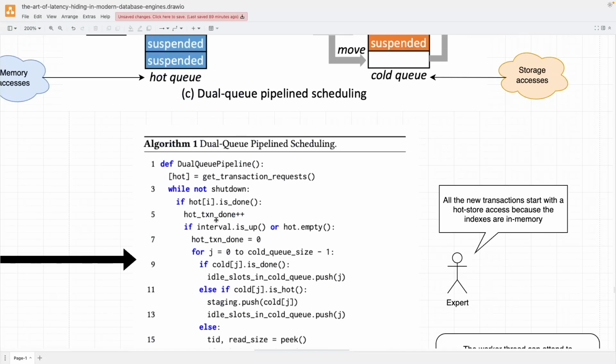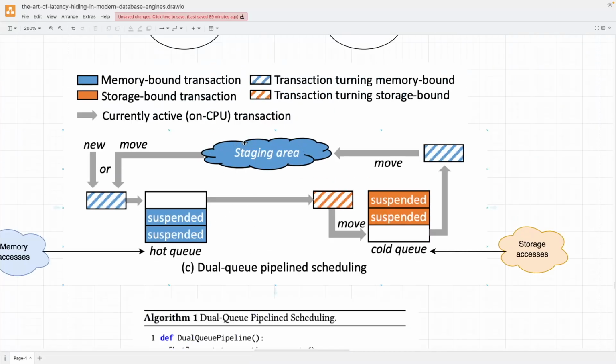And you can see this over here. This is the staging arena. So when you're going from storage accesses to memory accesses and the memory queue is full, don't abort the transaction. The transaction has already done so much work. It's already got the data from the SSD, which is slow. Keep it in the staging area, keep it in the waiting queue so that in the future when space comes, we can put it in the hot queue and execute it.